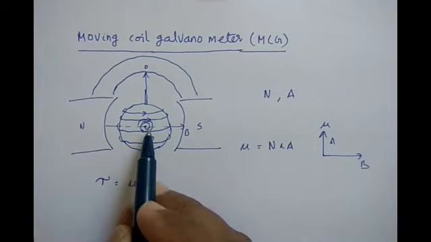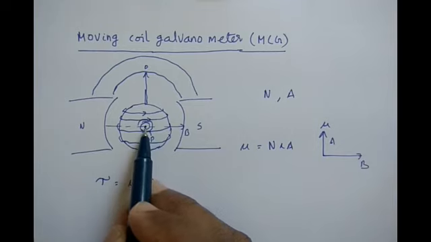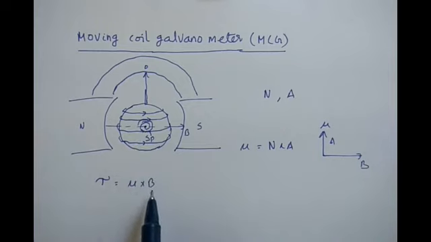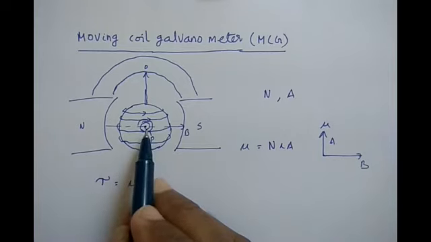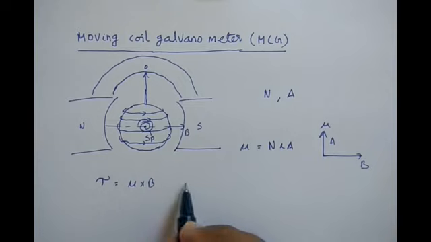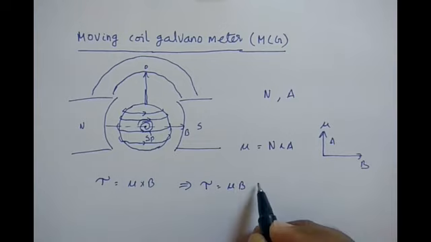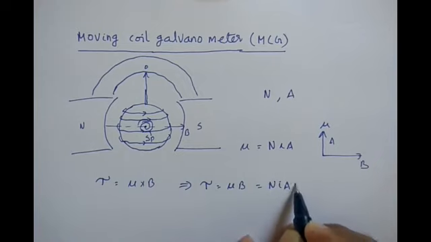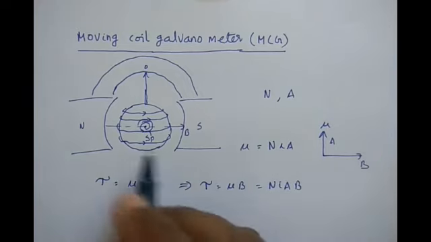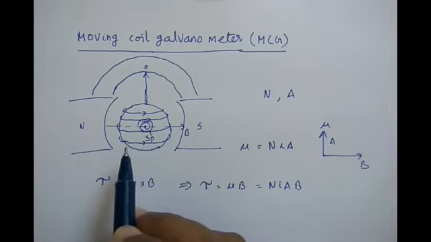And in this case the field is acting radially, so the angle between mu and B is 90 degrees. When the angle between mu and B is 90 degrees, you get the maximum torque, that is mu times B, and that equals N I A into B. So this is the torque produced by your magnetic field.